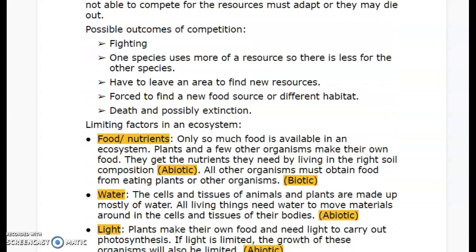Possible outcomes of competition. Fighting. One species uses more of a resource so there's less for the other species. Have to leave an area to find new resources. Forced to find a new food source or different habitat. Death and possibly extinction.